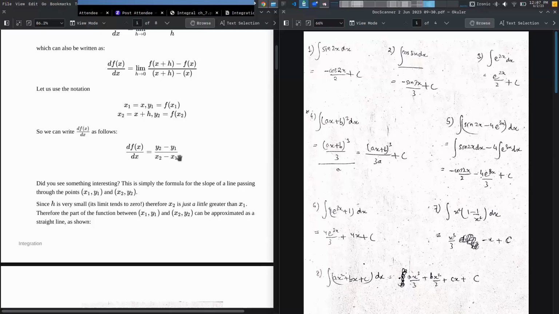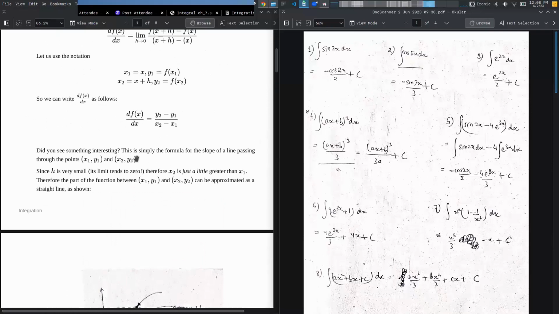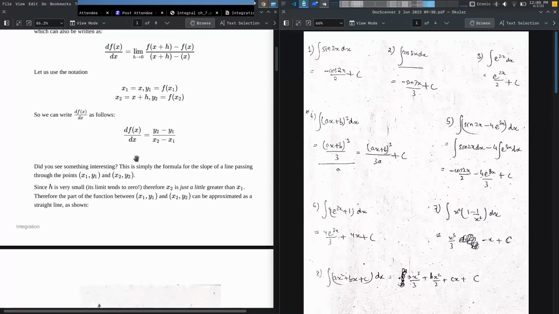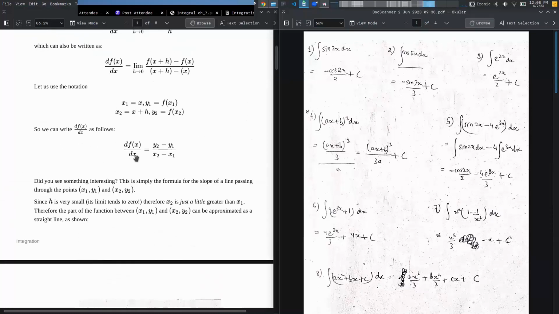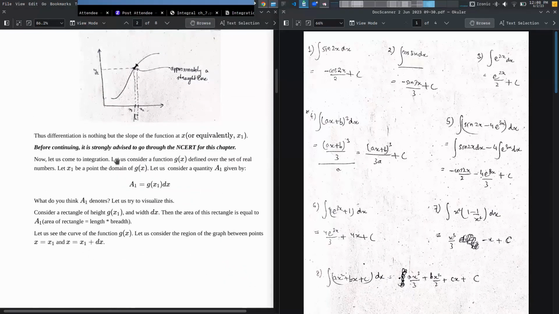Now you would notice that this is also the form of the slope of a line, and hence this is simply the formula for the slope of a line passing through (x1, y1) and (x2, y2). And since h is very small because its limit tends to 0 as we saw before, therefore x2 is just a little greater than x1. Therefore, the part of the function between (x1, y1) and (x2, y2) can be approximated as a straight line, as I have shown in the diagram. Thus, differentiation is nothing but the slope of the function at x, or equivalently x1.